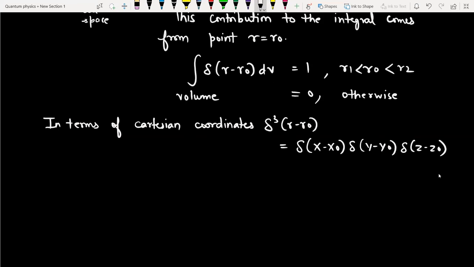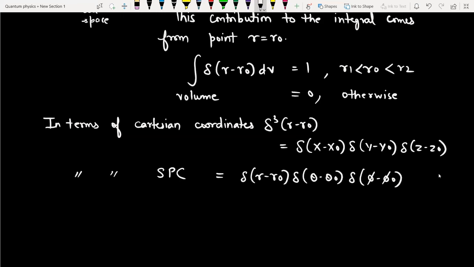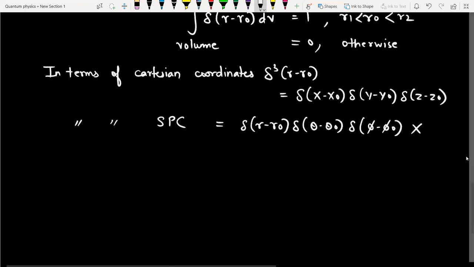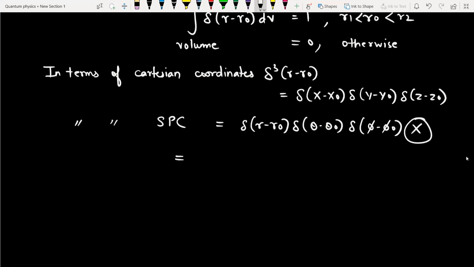And in terms of spherical polar coordinates, how can this Dirac function be represented? At first, naively we may say that this can be represented as del of r minus r naught, del of theta minus theta naught, and del of phi minus phi naught. But this is not correct. The representation in spherical polar coordinates requires a factor of r square sin theta.